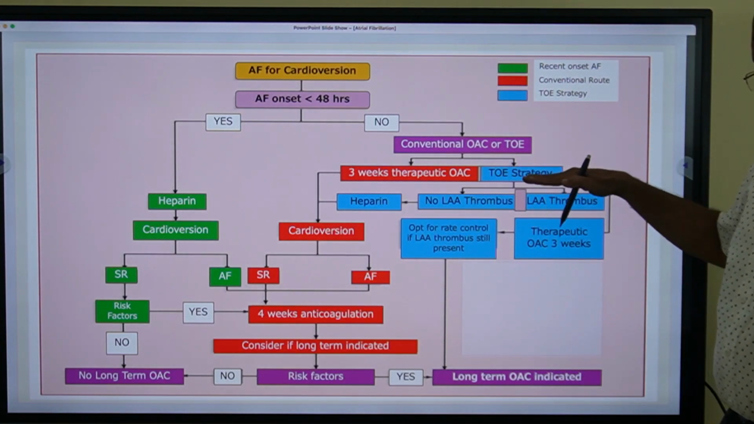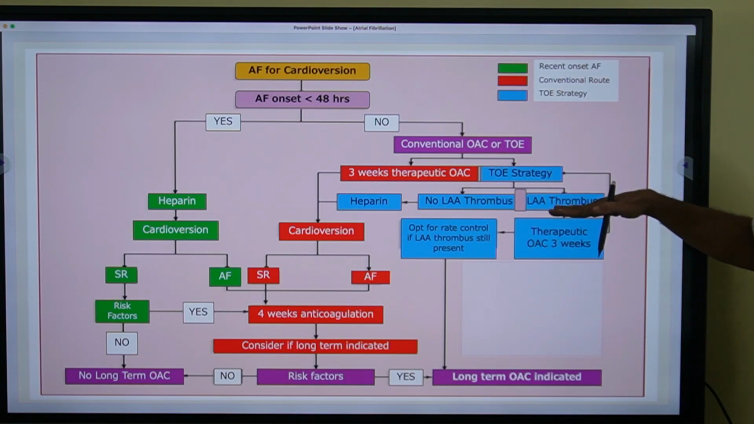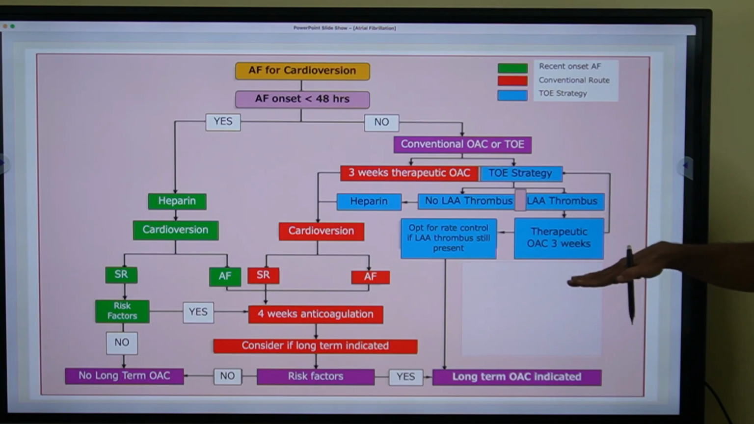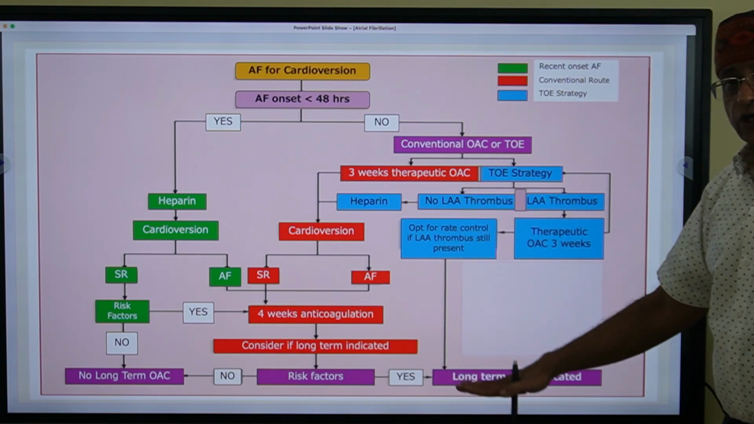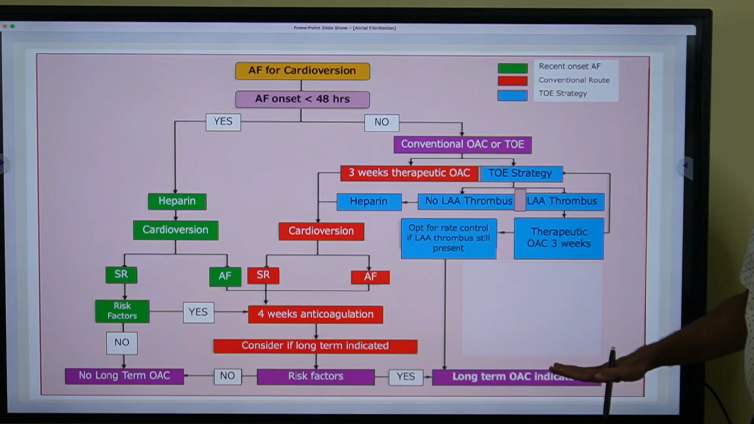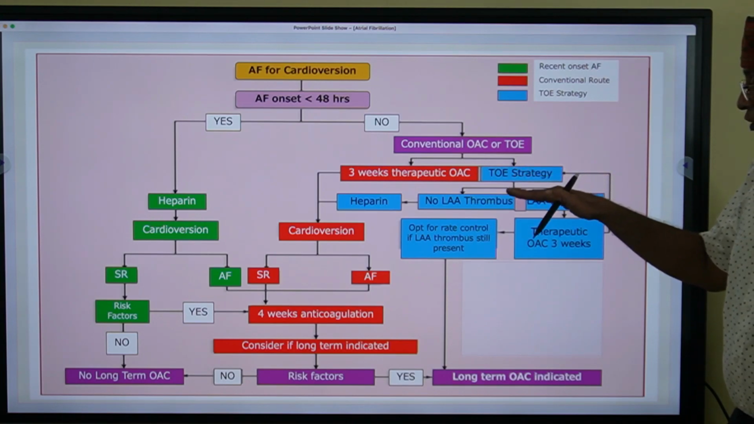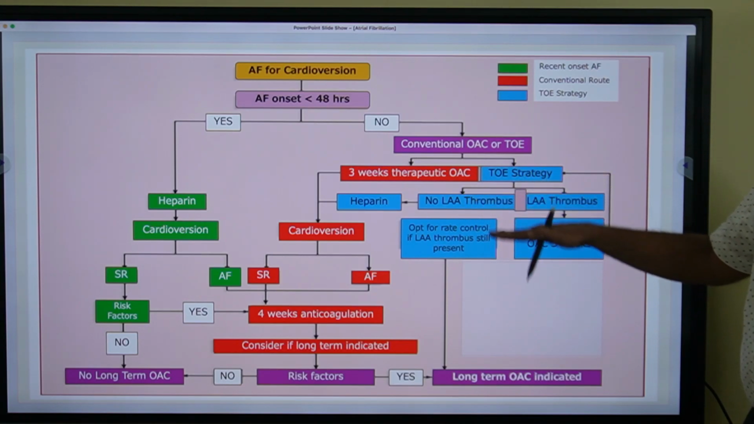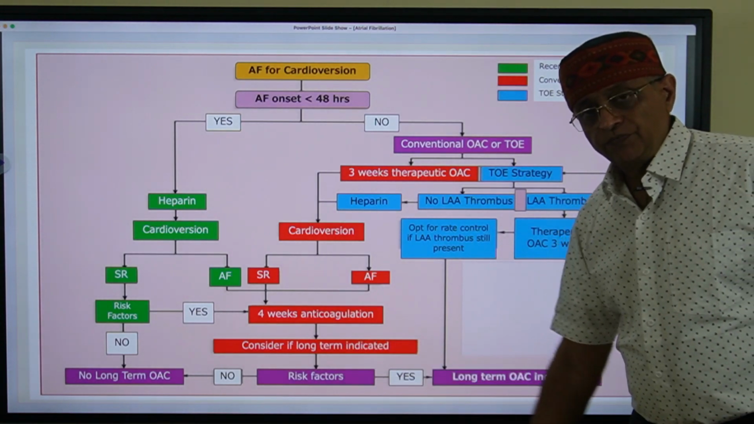In the TOE strategy, do a transesophageal echocardiography. If there is LA thrombus, then therapeutic anticoagulation for 3 weeks followed by repetition of TOE. If there is still thrombus, then consider long-term anticoagulation therapy and cancel the plan to go in for cardioversion. But in the TOE strategy, if there is no LA thrombus, then you could go in for cardioversion and the rest of the steps as we discussed just now.